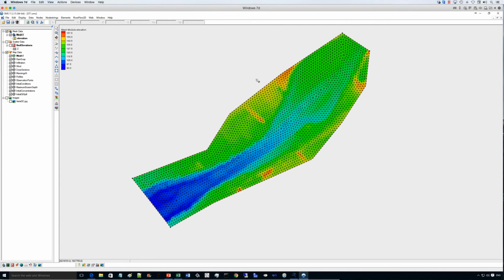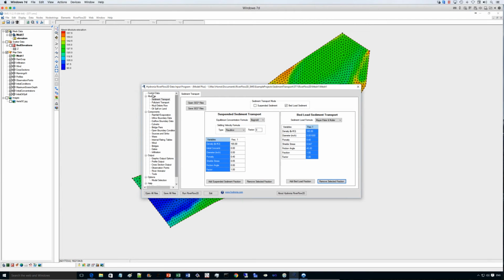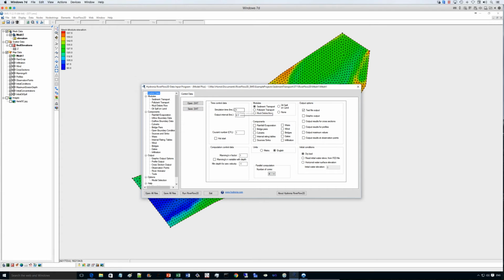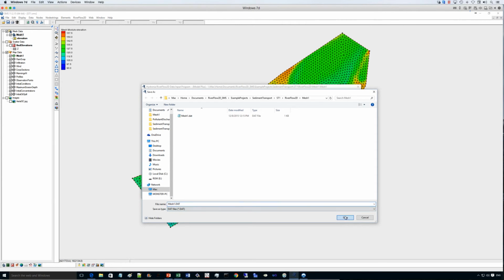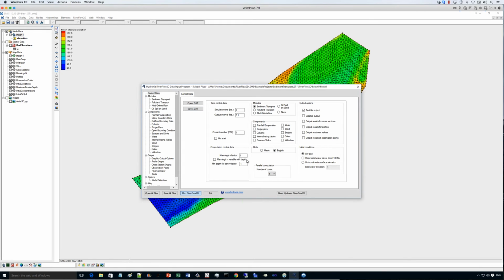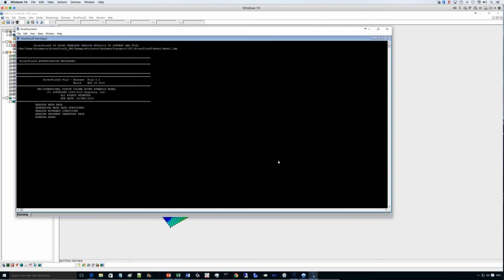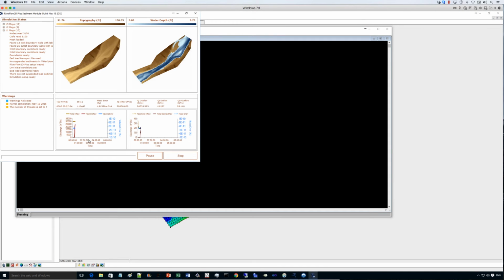Now let me just run the model again. With a little more time, I would just put 6 hours here, just so you have an idea of how this looks like. Let me save this data. So now the model should run for 6 hours.